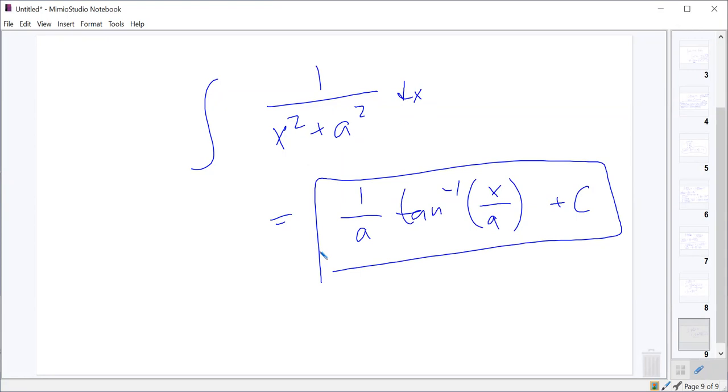Let's see. What else? Anything else with partial fractions?